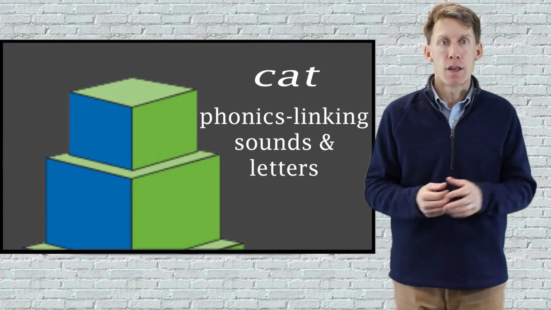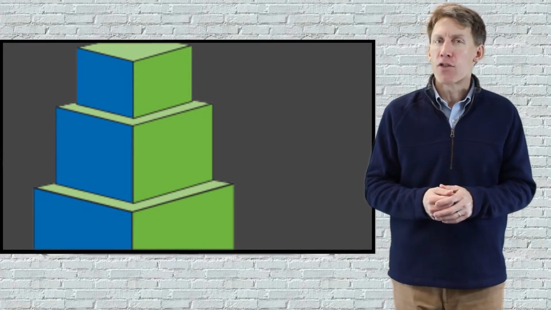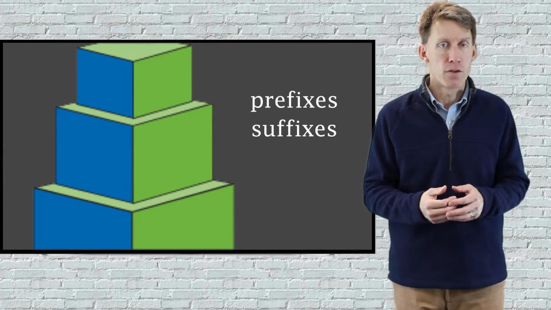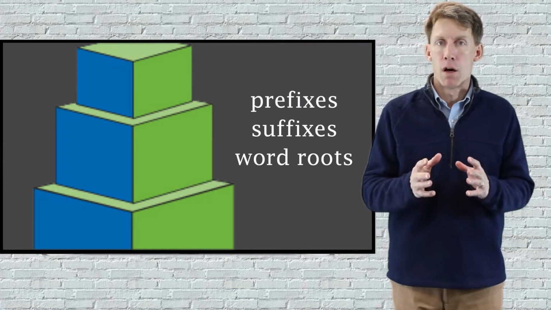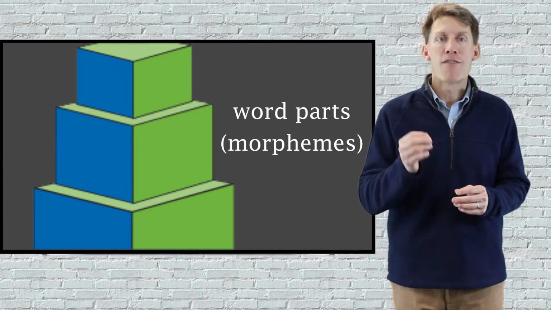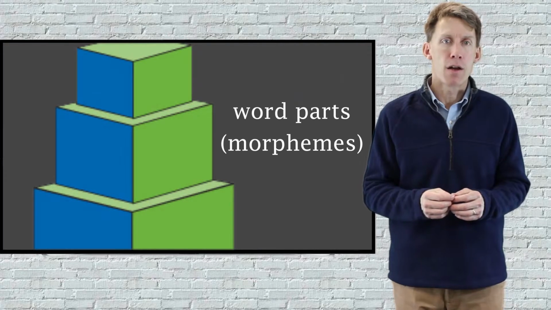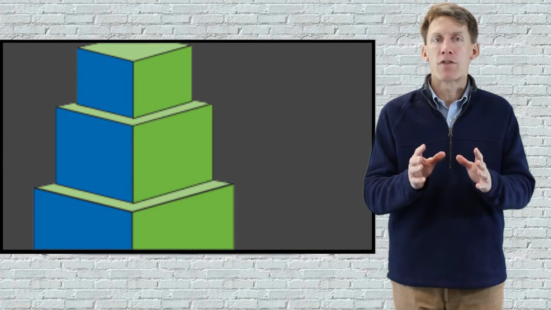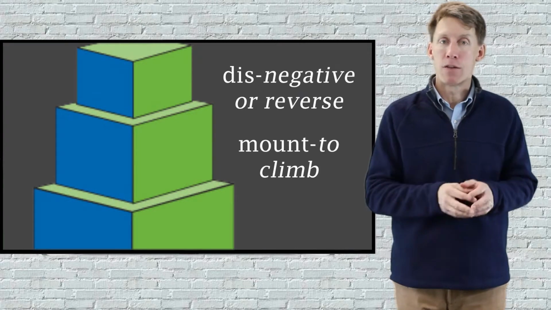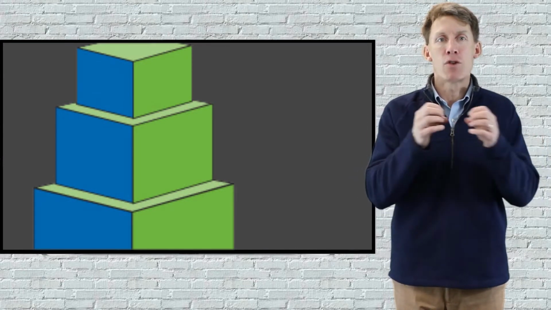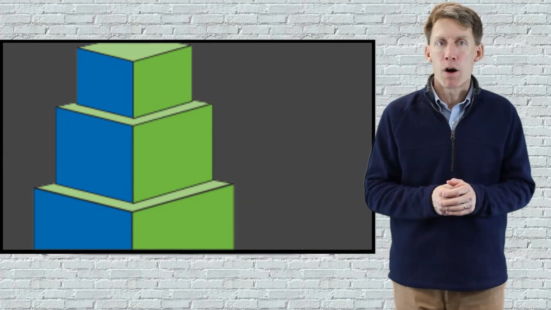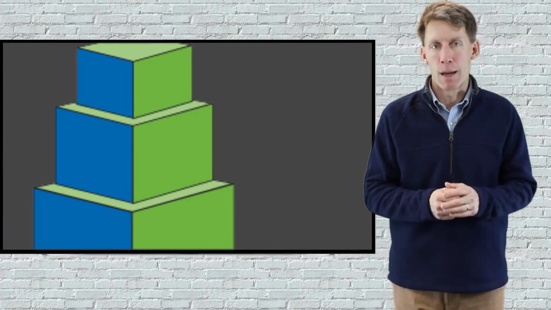word sounds with letters. The next, slightly bigger box is for word parts, like prefixes, suffixes, and word roots. Now, unlike word sounds, word parts, or morphemes, have meaning, and they are the building blocks of a word's definition. For example, dis means negative or reverse, and mount means to climb. Put them together and you get dismount, or to get off something. Being good with word parts is important for having a rich vocabulary.